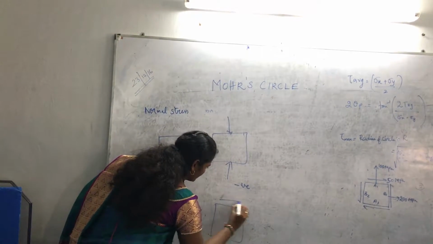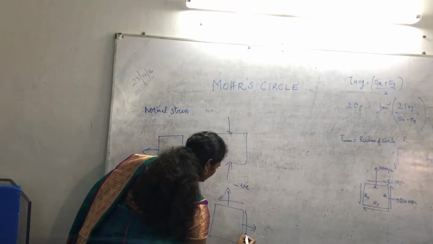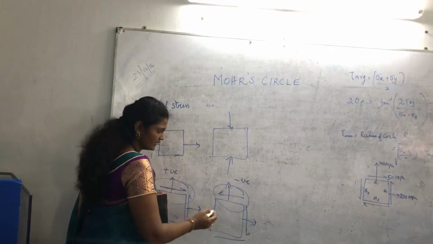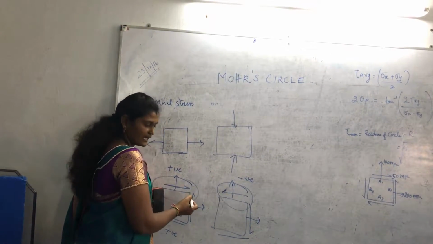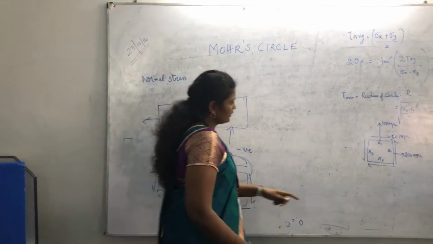Suppose your direction is like this, you have to look at the topmost plane. Here it is moving in the negative x direction, so the shear stress for the sign convention is negative. Now let us look at one example.